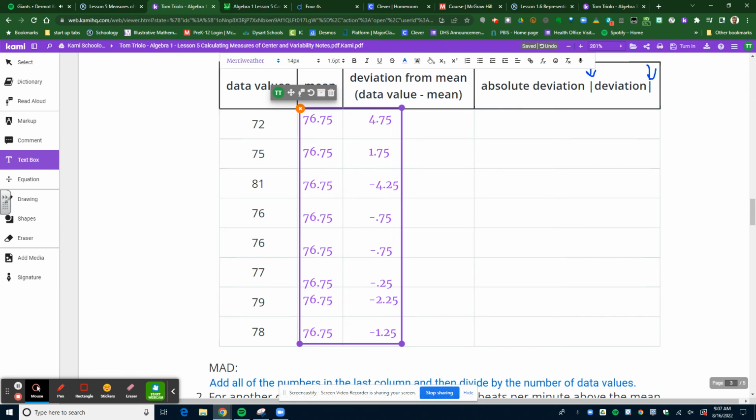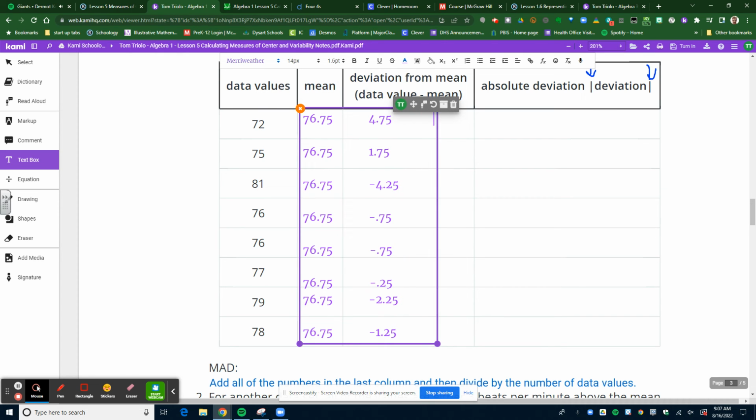All I'm doing is finding out how far these numbers are from 0. So how far are all the positives from 0? How far is 4.75 from 0? 4.75. How about 1.75? 1.75. How about negative 4.25? Okay, so anything that's positive stays the same. Anything that's negative, just change it into positive.